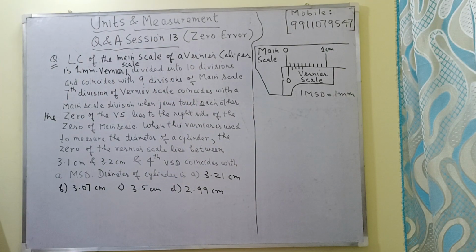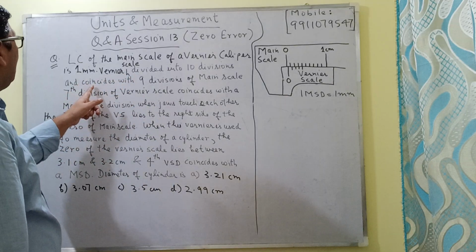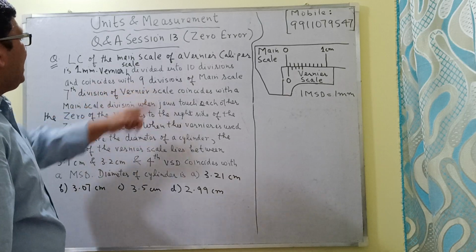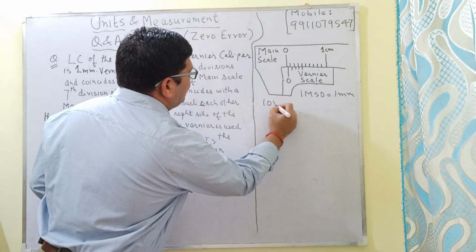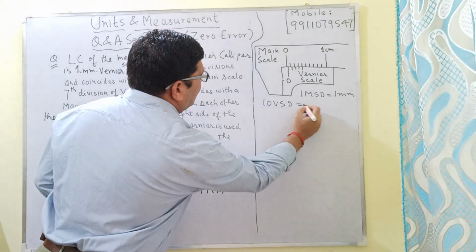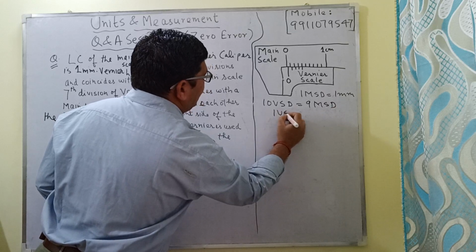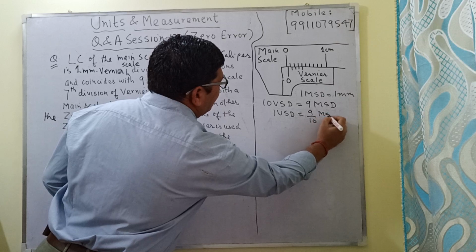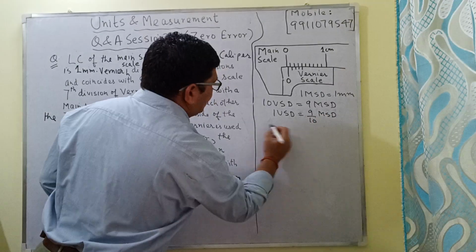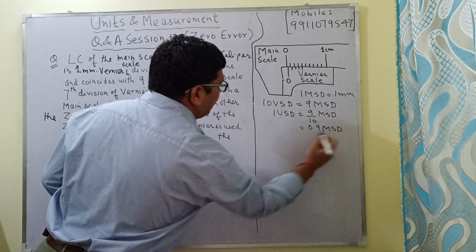And the vernier scale is divided into 10 divisions and coincides with 9 divisions of the main scale. So it means that 10 divisions of the vernier scale is equal to 9 main scale divisions. So it implies that one vernier scale division is equal to 9 by 10 main scale division, which is equal to 0.9 main scale division.